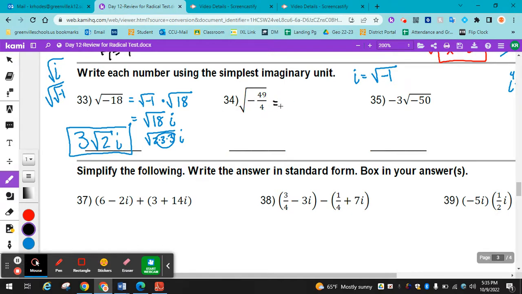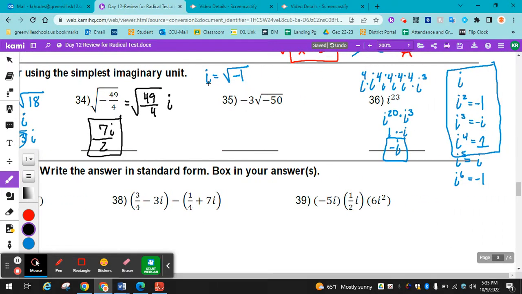A negative underneath the square root is imaginary. So I'm going to take the negative out and make that my i outside my radical. And then with fractions, don't be scared of them. You just take the square root of the top and the square root of the bottom. The square root of 49 is 7. The square root of 4 is 2. And then don't put the i on the bottom. It can go on the side or with the 7. Either of those are right. But do put it after the real number.